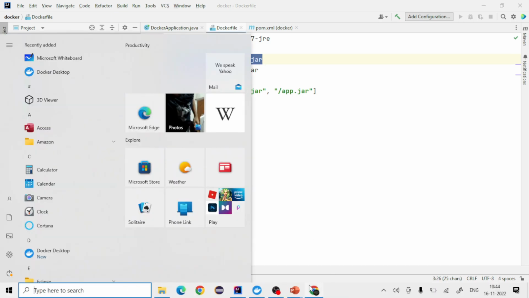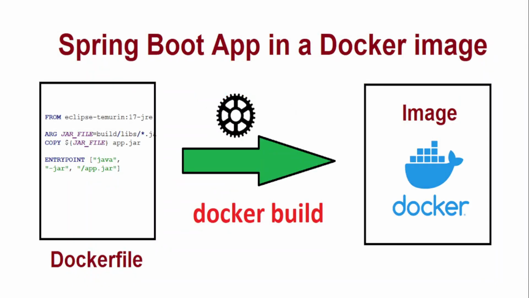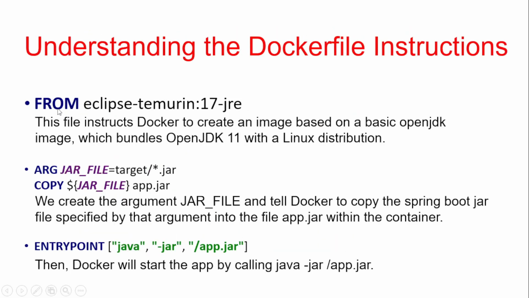I need to jump into the PPT, where I have documented this in a detailed manner. Yes, here the first instruction we are giving to Docker instructs it to create the image based on the basic OpenJDK image, which will bundle OpenJDK 11 with a Linux distribution. Basically, this is used to download the OpenJDK image for this project.